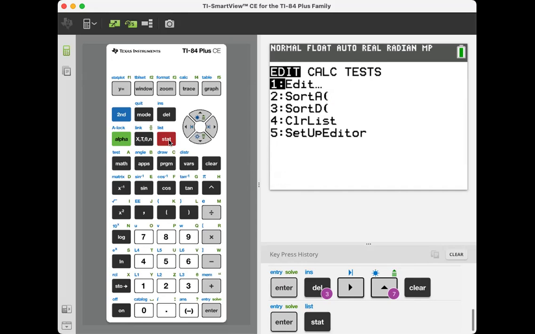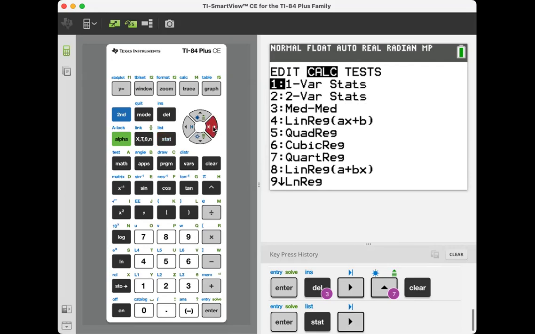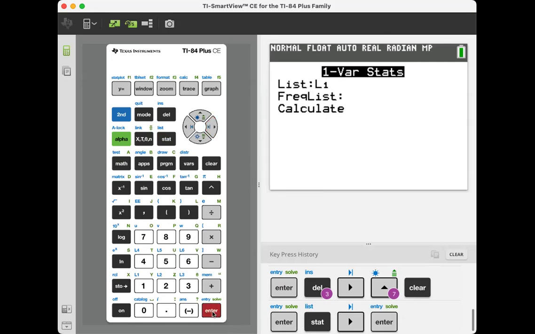Everyone here? Stat menu. Okay. We are going to now, instead of edit, do some calculations. So hit the right arrow to calculations. You'll see a whole bunch of different options here. We're going to be using a few different ones later on. Right now, we're worried about one variable stats, which should already be on. Hit enter. This is where we would select the list. Where did we enter our data for this set?